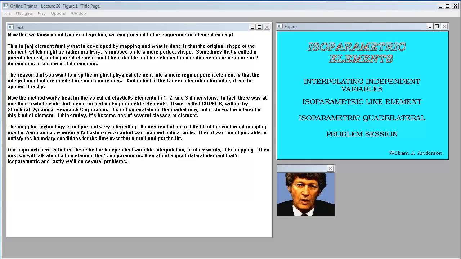Now, the method works best for the so-called elasticity elements in 1, 2, and 3 dimensions. In fact, there was at one time a whole code that was based just on isoparametric elements. It was called Superb, written by Structural Dynamics Research Corporation. It's not separately on the market now, but it shows the interest in this kind of element. I think today it's become one of several classes of element. The mapping technology is unique and very interesting.